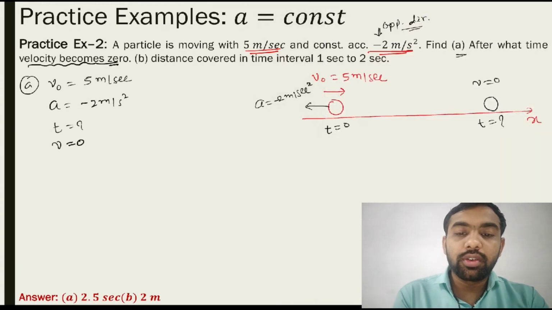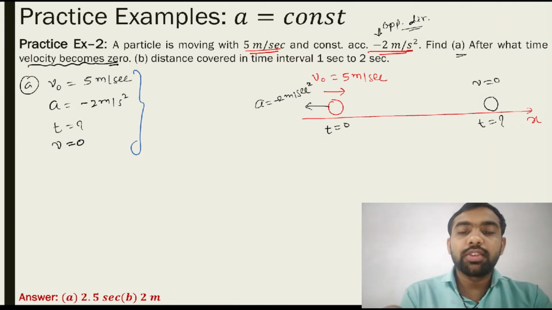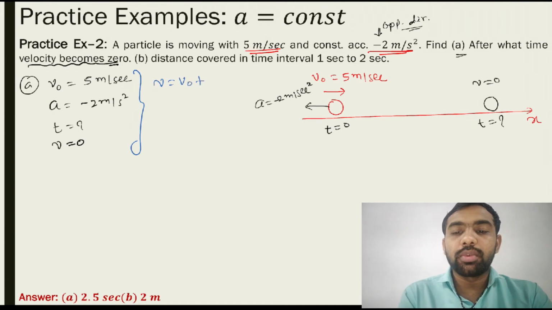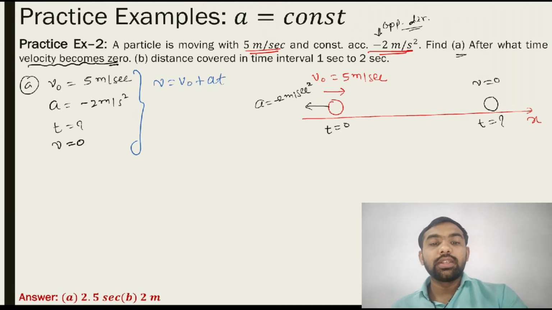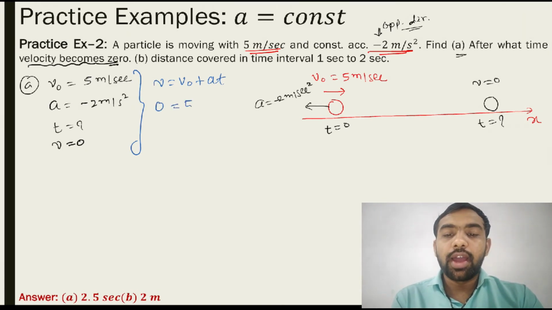So use just one equation in which all data are present: v0, a, t, v. Simple one, see, v is equal to v0 plus at. The data we have sets up the equation, so put in these values: 0 is equal to, what is v0? 5. a is equal to minus 2, into t. So t is equal to what? 5/2 second. It means 2.5 second.